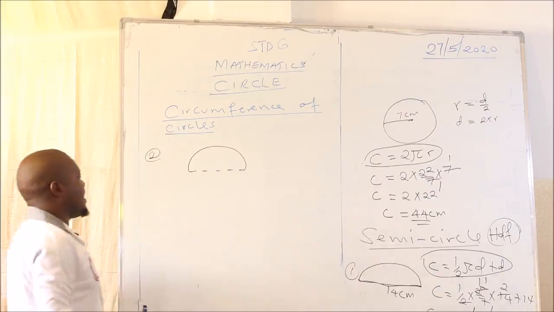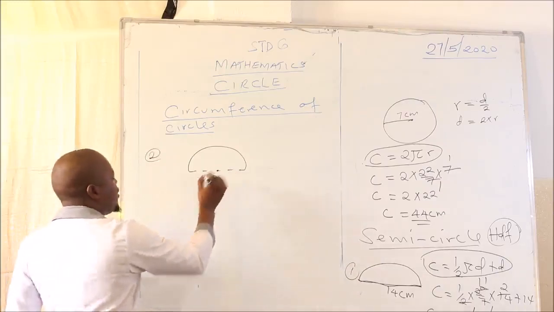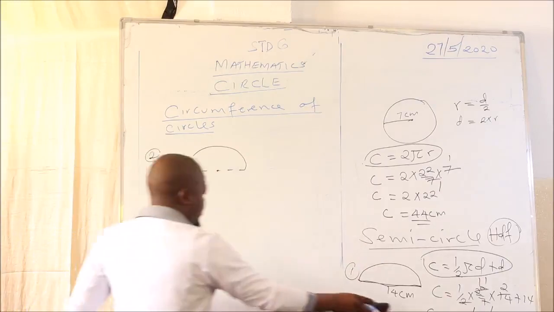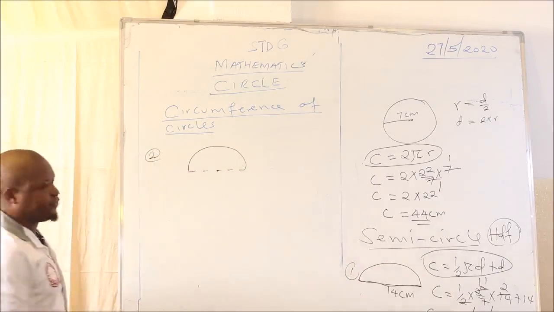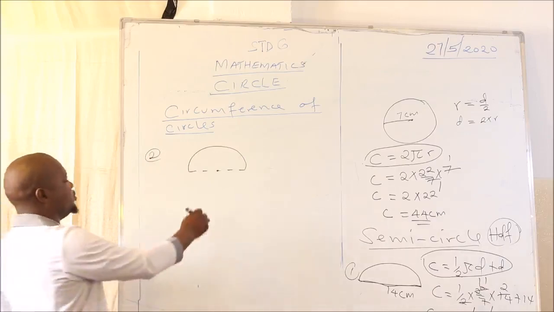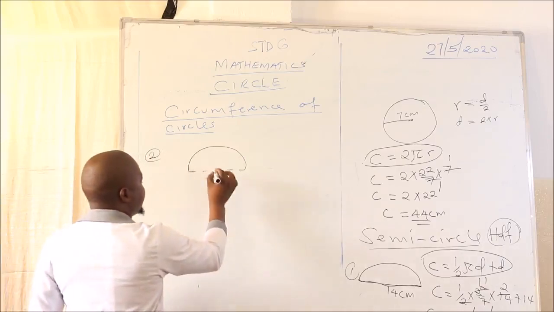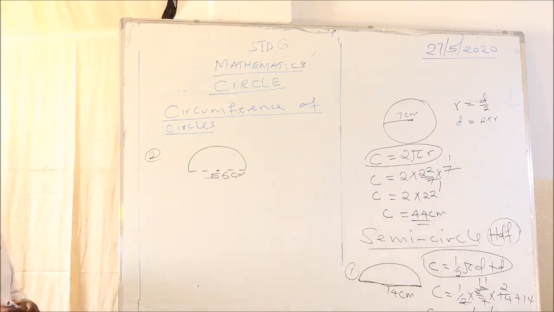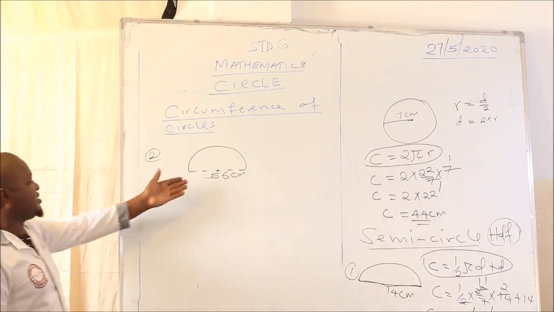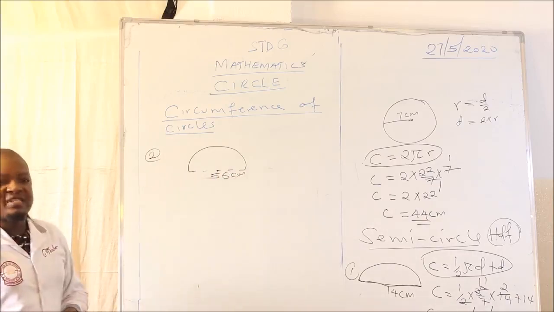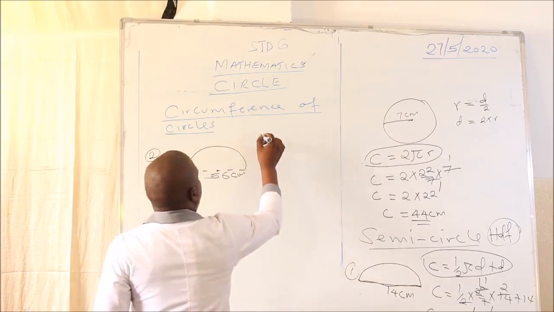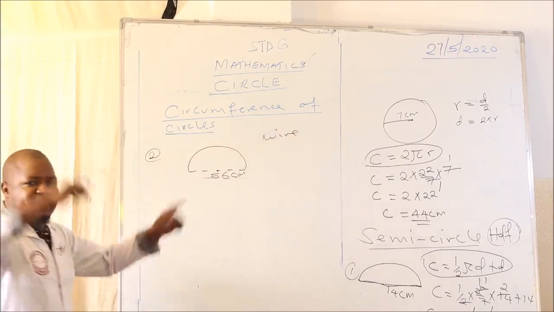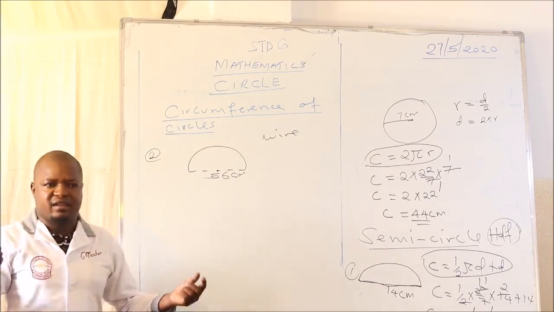This is an example of a semicircle, but it is dotted. It is dotted lines. So we are required to find the circumference. Assume that the diameter is 56 centimeters. Now, when we are talking about this, sometimes we say that this is a bend. This is an example of a wire which has been bent. This is a bent wire.